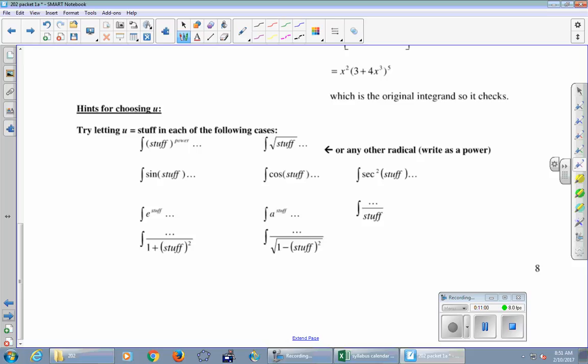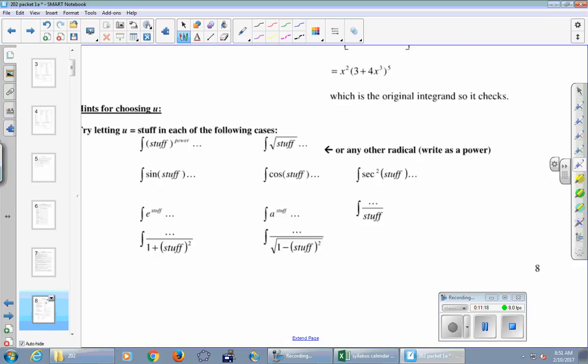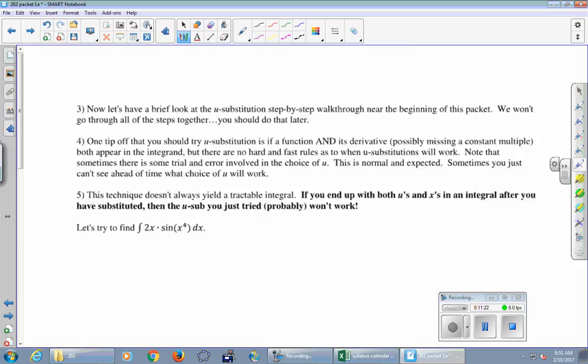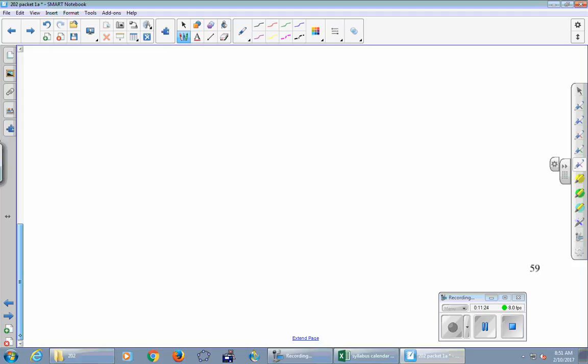Sine of stuff, cosine of stuff, secant squared of stuff, any of these things here, you just change the stuff into a u and you try it. e to the stuff, a to the stuff. If you've got complicated stuff on the bottom, you can try that. Lots of good choices for stuff. Make sure you recognize that you've got this list here as some good options for places to let u equal something. Okay, so we're going to come back to our page, the next page, which is 59.